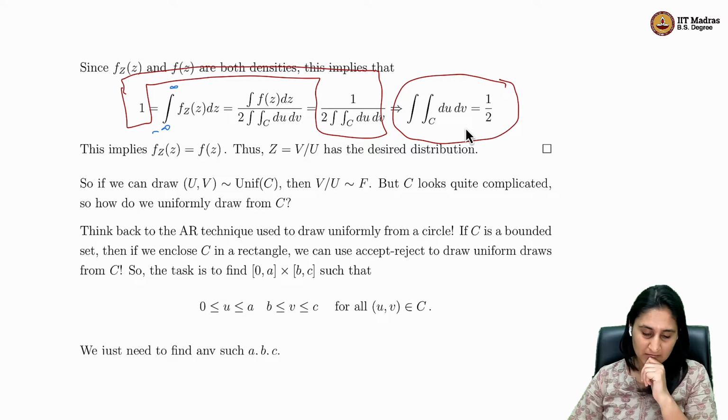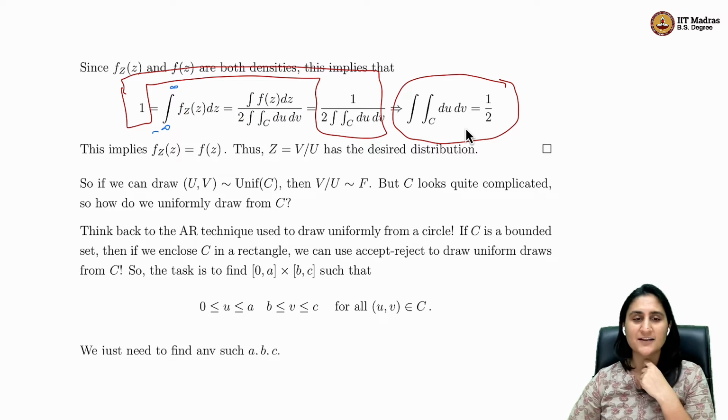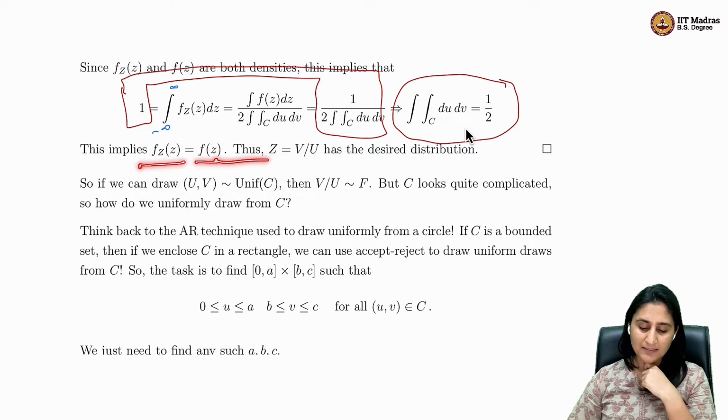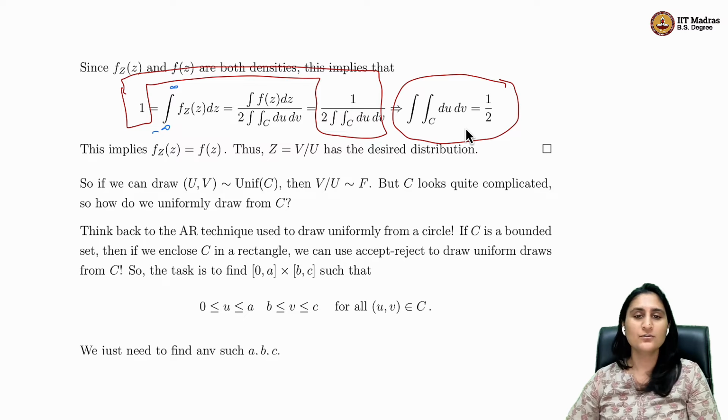Alright. And so this implies if the integral is just half, then I can see that this thing becomes 1, right? And I get the marginal density of z is equal to f of z. So I get that the marginal density of z is my desired target density, and thus that means that z equal to v by u has the desired target distribution. Right. So this helps us prove the actual theorem.